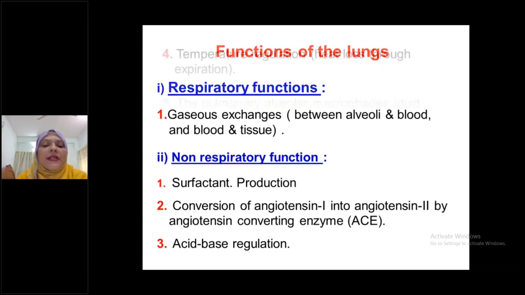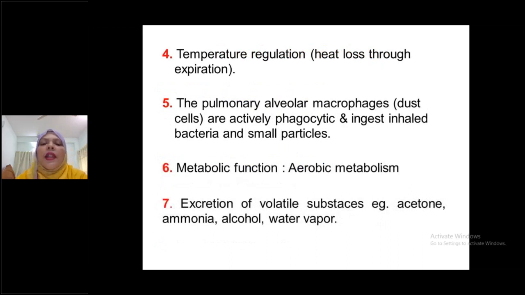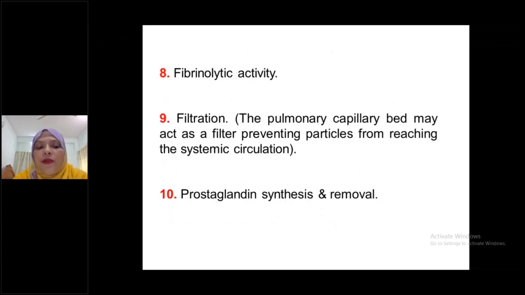Number 3, acid-base regulation. Number 4, temperature regulation. Number 5, alveolar macrophages are actively phagocytic and ingest inhaled bacteria and small particles, that is defensive function. Number 6, metabolic function. Number 7, excretion of volatile substances such as acetone, ammonia, alcohol and water vapor. Number 8, fibrinolytic activity. Number 9, filtration. Number 10, prostaglandin synthesis and removal. Also, you can write here that the lungs can act as a reservoir for the left ventricle, because all blood from the right ventricle goes towards both lungs for oxygenation.